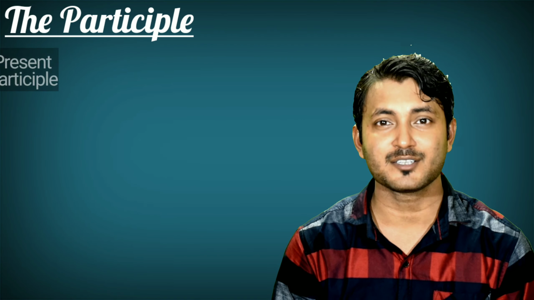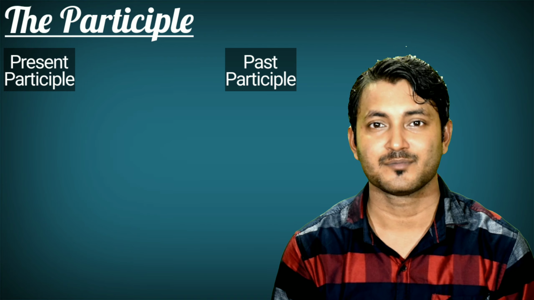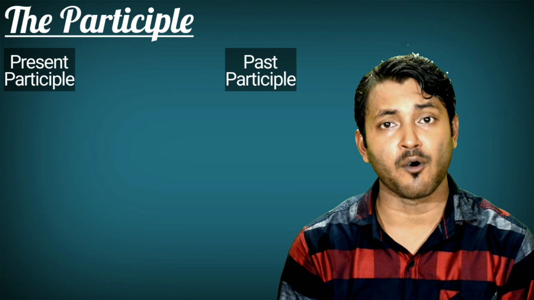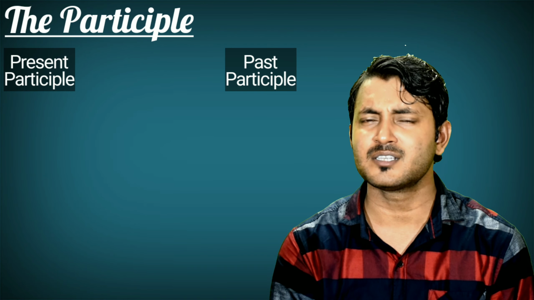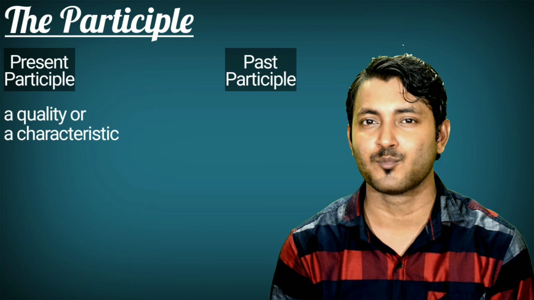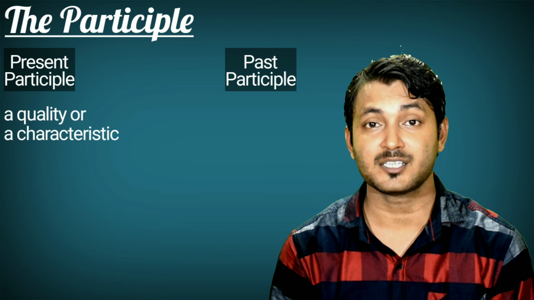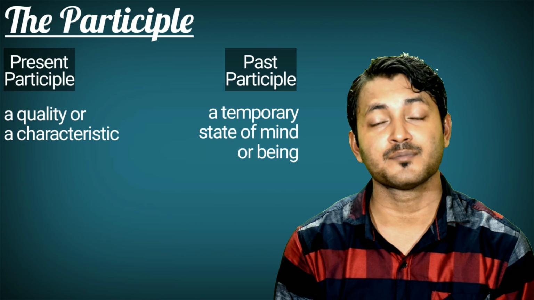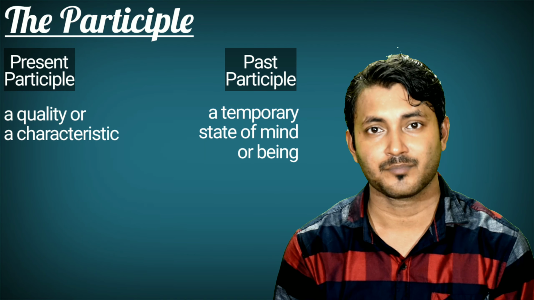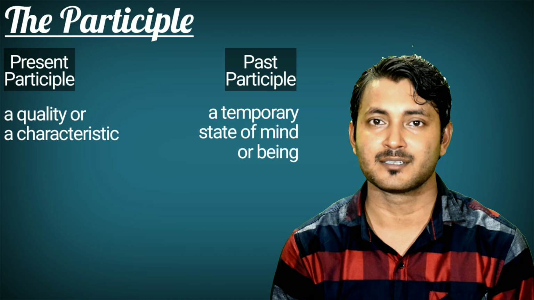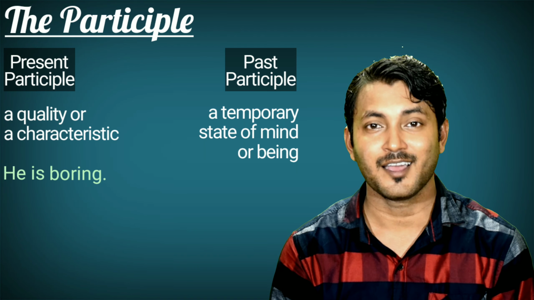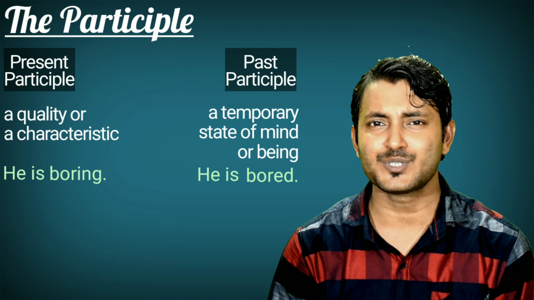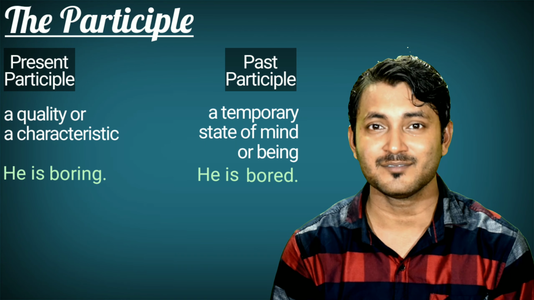Let us talk about some common differences between a present participle and a past participle. A present participle is often used to talk about a seemingly permanent quality of someone or something, and a past participle is used to talk about a temporary state of mind or being. Let me give you 2 sentences. He is boring and he is bored. Do these 2 sentences mean the same thing?